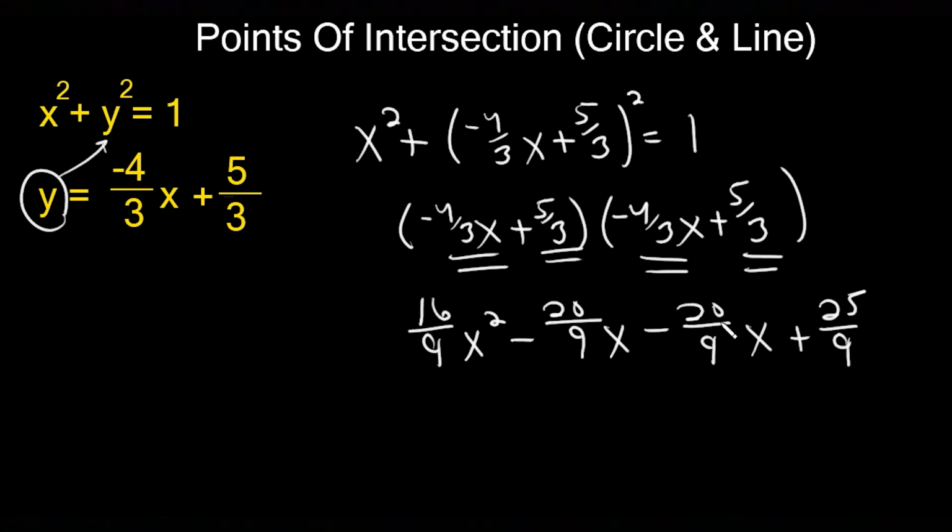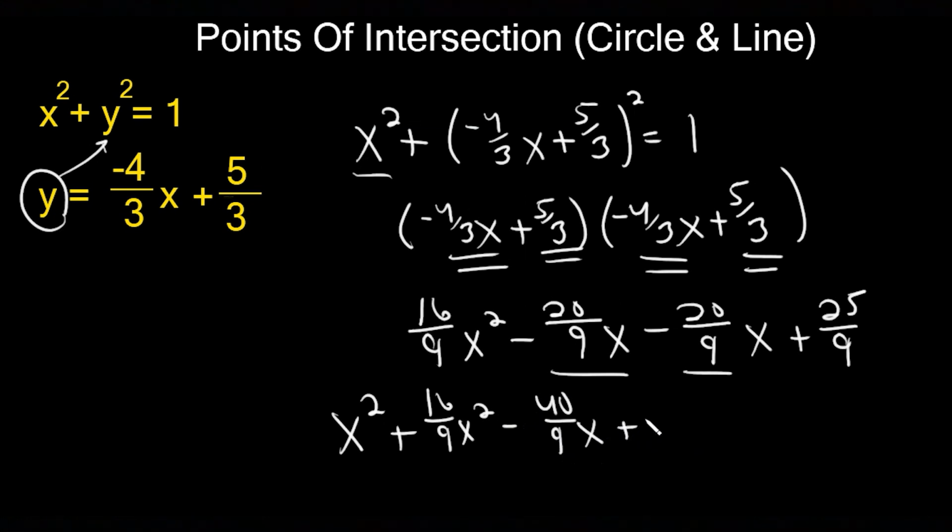So from here, we want to go ahead and combine like terms. I can combine these terms together and they have the same denominator. So it's going to end up being negative 40 over 9. Again, I can combine my numerator, right? And write it underneath the same denominator. So you get negative 40 over 9x there. So we're going to go ahead and rewrite this whole problem. I get x squared, right? This part right here. And then plus 16 over 9 x squared minus 40 over 9x, and then plus 25 all over 9. And again, this will all be equal to 1, okay?